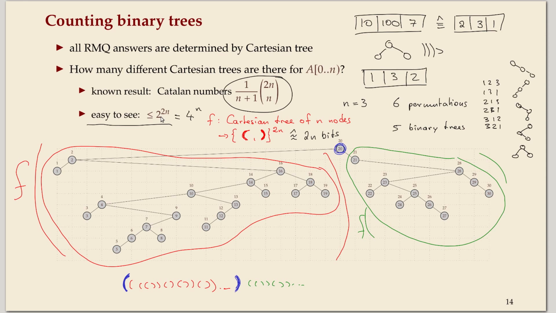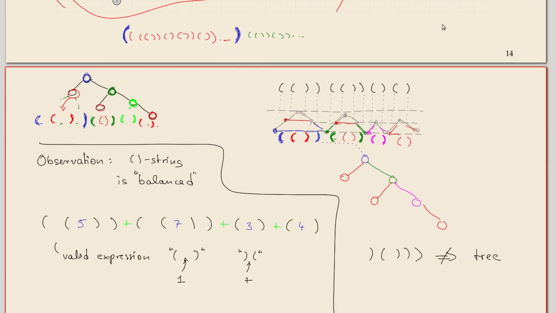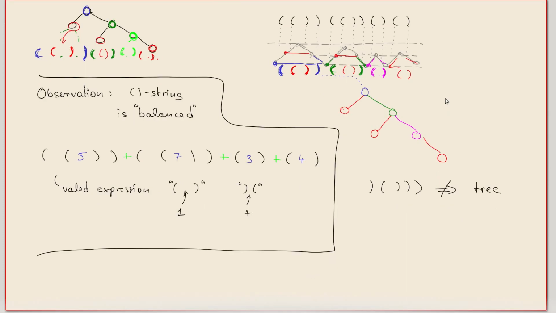Oof, long way to go. I still hope you enjoyed this part a bit. What you should take from this, in case nothing else sticks to your mind, is we can take a binary tree of n nodes.